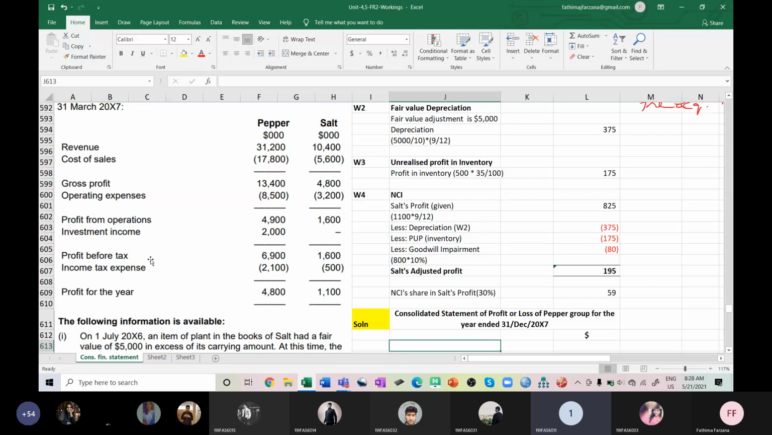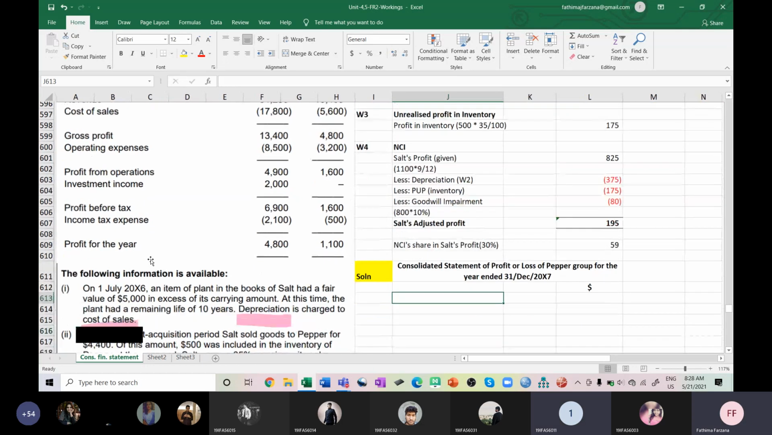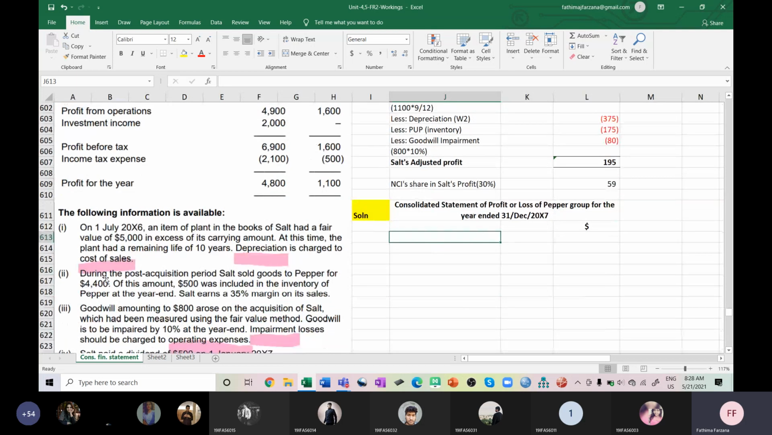31,200 plus 10,400 into 9 by 12. Very good. What else? You're right, two items are there. Minus 4,400. Don't worry about this 500. This 500 plays a part in the inventory closing stock. So here in the revenue, we should remove this 4,400. This is an intra-group transaction, so we have to remove it.